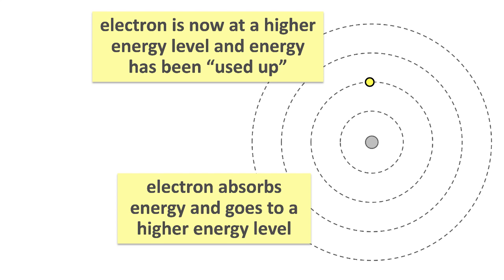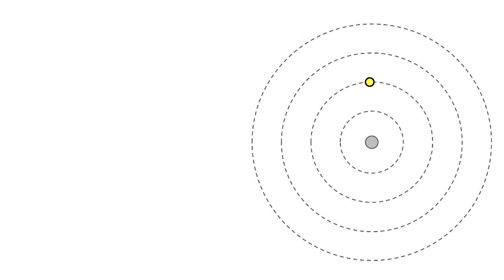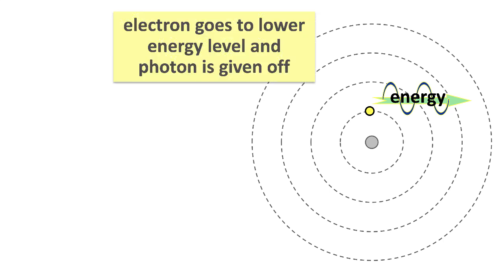Now the electron, it turns out, isn't stable in the second energy level, and it will tend to return back to the first energy level. When it does that, it gives off some energy. And when the electron goes to the lower energy level and gives off energy, it gives off energy as a photon of light of very specific energy, or a very specific color or wavelength, if you prefer.